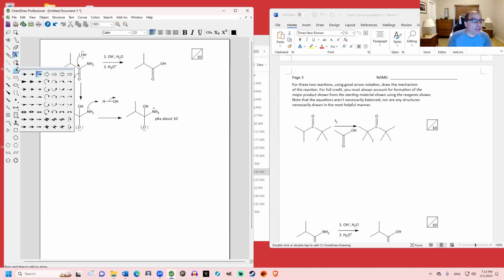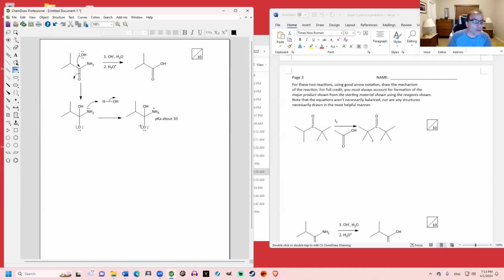That will then make it a good leaving group because we can much more easily lose ammonia as a leaving group than NH2 minus. And so that's exactly what we will do, is lose ammonia as a leaving group.